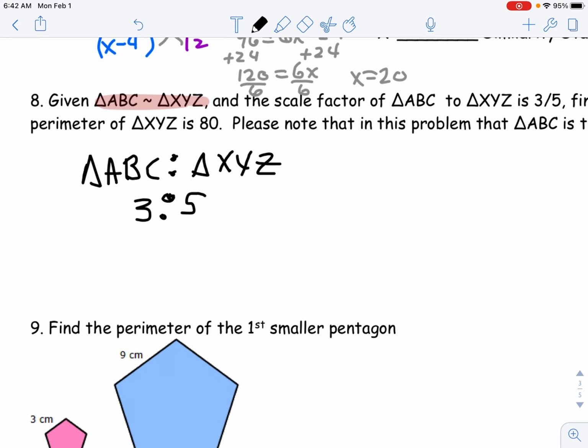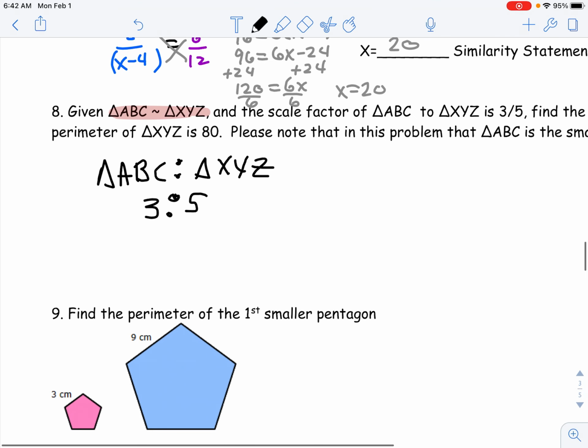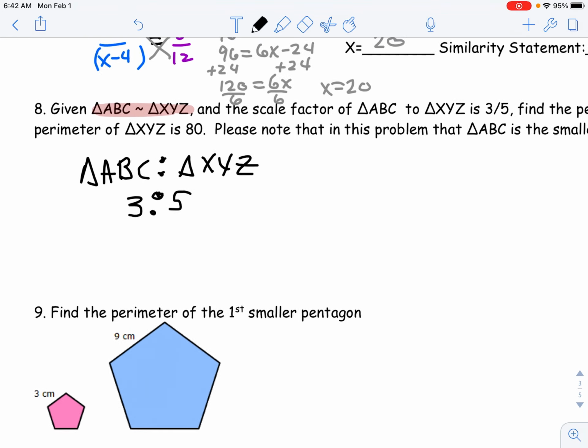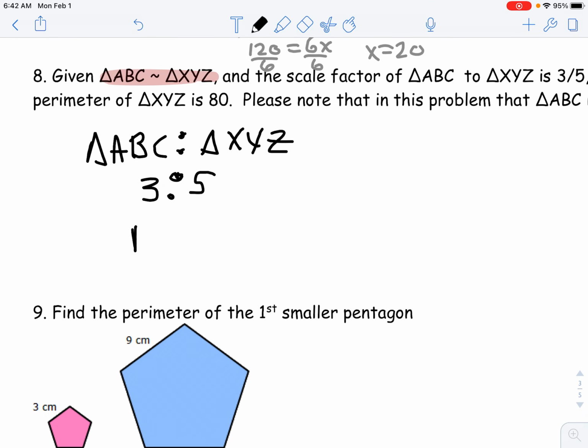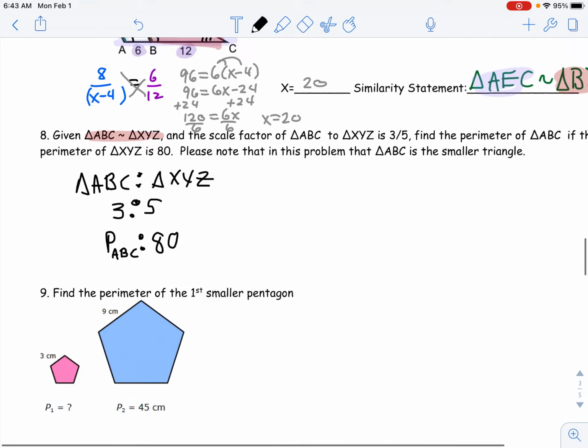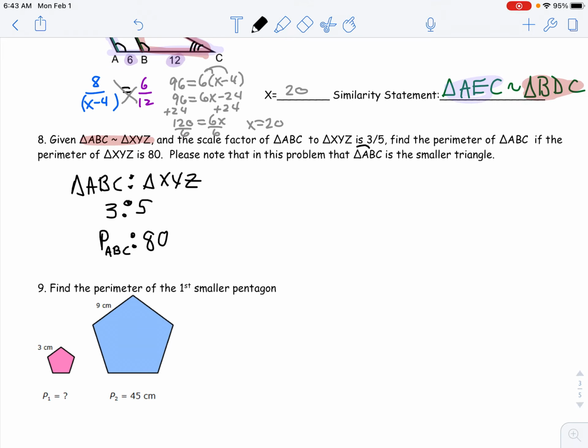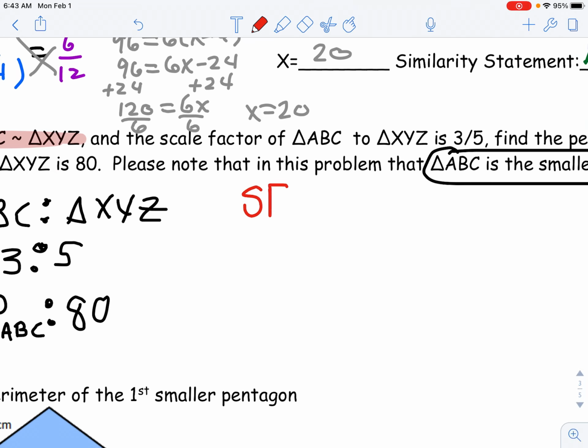Well, the perimeter of XYZ is 80. All right, so I'm going to write P of ABC. We don't know that, but the perimeter of XYZ is 80. All right, and ABC is the smaller triangle. All right, just to kind of steer us in the right direction. So some side notes really fast. Scale factor for sides equals the scale factor for perimeter.